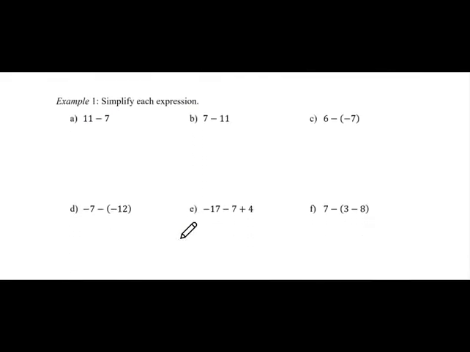So let's practice on some examples. We're going to simplify each expression, which means we're going to find the answer for each expression. So we have 11 minus 7. The first number is greater than the second one. No special rules are needed, so all we need to do is take 7 from 11 to get 4.